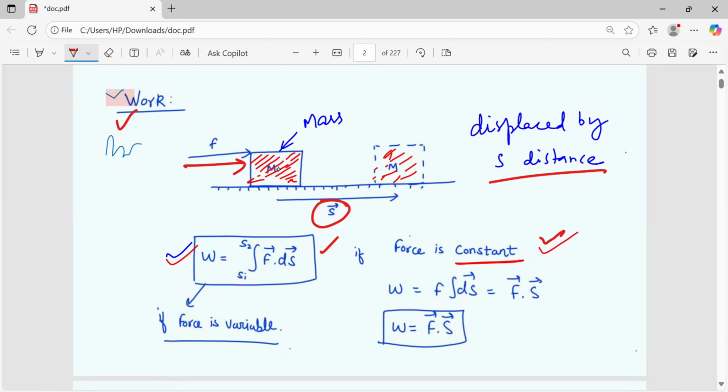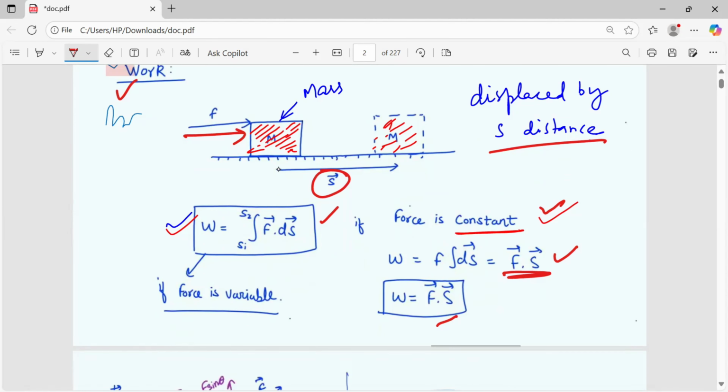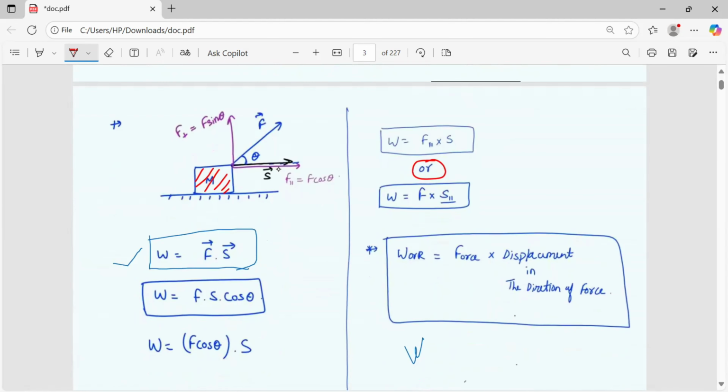Now if force is constant, then we can apply force into distance, simple dot product. So you can say if the force is variable, we are taking the integration, otherwise this is simply dot product. Okay. Next is, suppose the example as given here, there is a mass and there is a force which is applied at some angle which is theta with respect to ground.